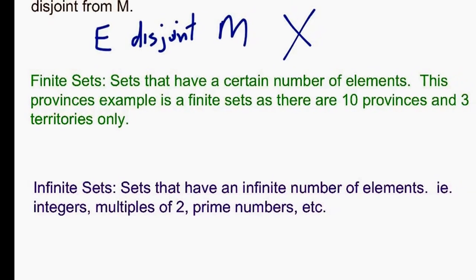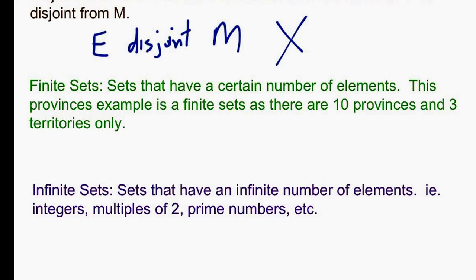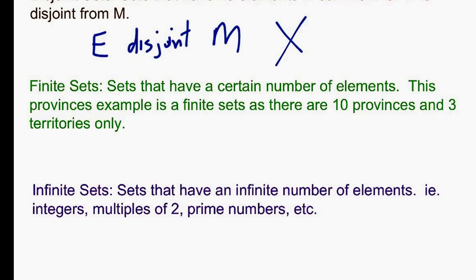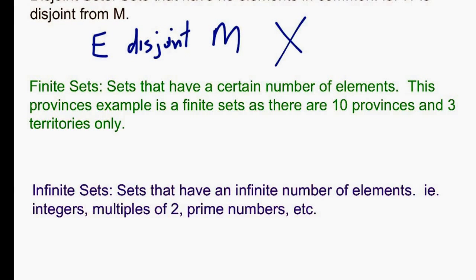So that's false. Okay. The last two that are pretty easy to understand are finite sets and infinite sets. A finite set would be any kind of set that has only a certain number of elements. For example, in our province example, we have 10 provinces and 3 territories, and that's it. There's nothing else. So that would be a finite set. An infinite set is one that goes on to infinity. If I said list all of our integers, that would be 1, 2, 3, 4, 5, 6, 7 up to infinity, and also 0, -1, -2, -3 to negative infinity, so that would go on and on forever. An infinite set has no ending.